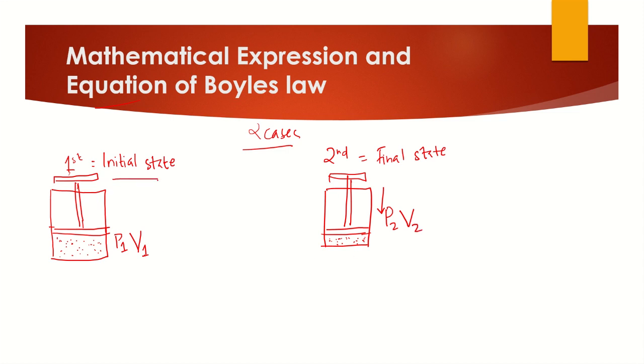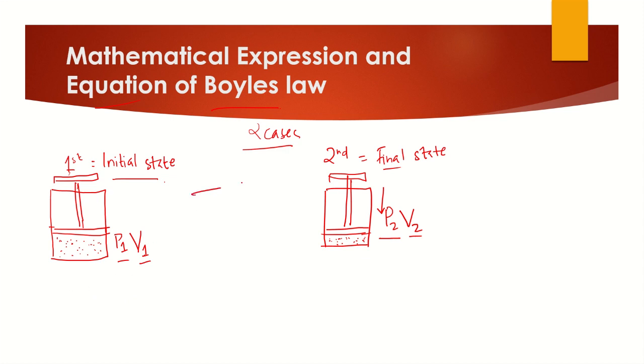So once again, in initial state, we have volume as V1, pressure as P1. And in the final state, when the pressure got increased, the volume decreased. So that is what we call Boyle's law, because volume and pressure are inversely proportional. So pressure increased, the volume got decreased. So now in the final state, we have pressure P2 and volume V2. Keeping that in mind, let's try to apply the Boyle's law expression to derive the equation.